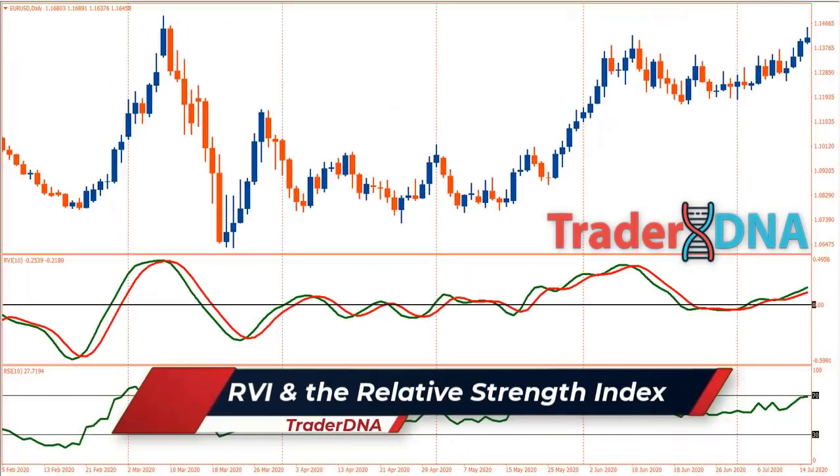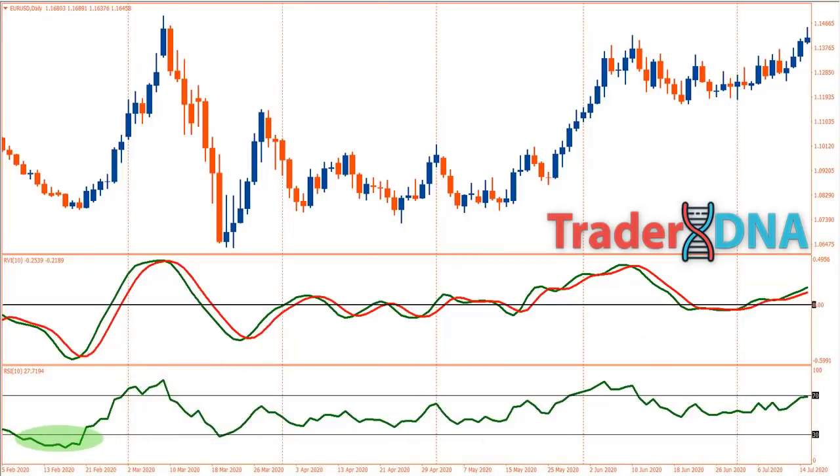Second, relative vigor index and the relative strength index trading strategy. In the first setup, we hope to take a long position once the RSI registers an oversold condition and the RVI has a bullish cross.